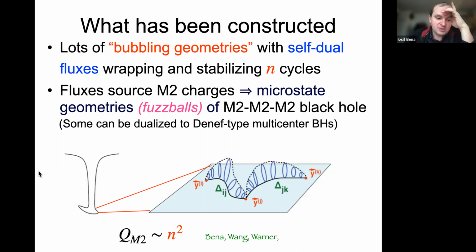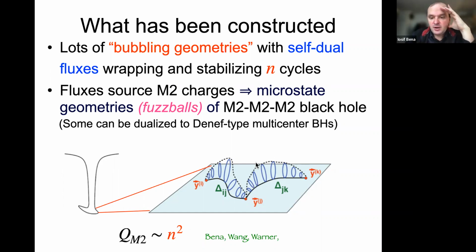Is the number of bubbles going to go like n to the 0, as people have? Again, this is what the DNF Douglas calculation would imply. Or is it going to go like n to the 1, or is it going to go like n squared? Now we did a calculation, fully back-reacted solutions, with all the metric and so on and so forth. And what we found was that the charge which is sourced by these fluxes is of order n squared.